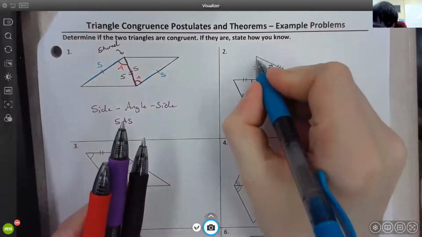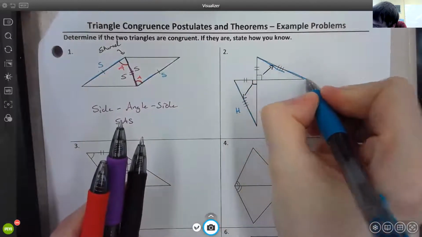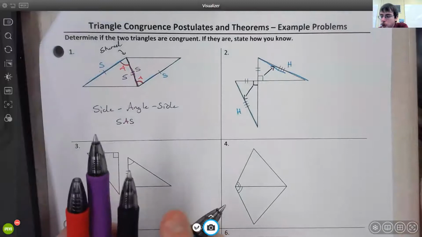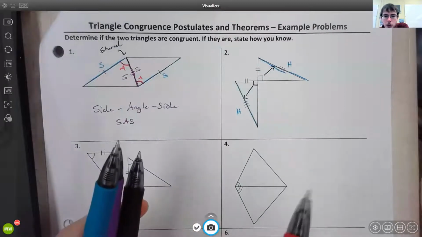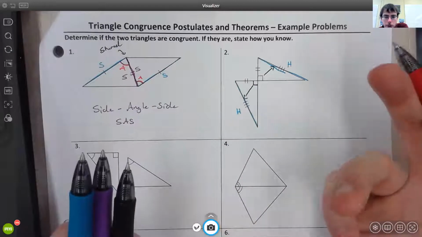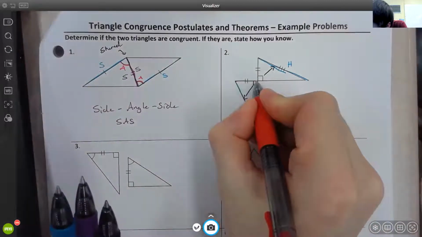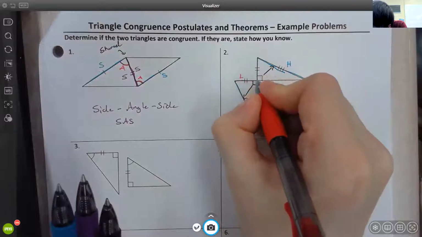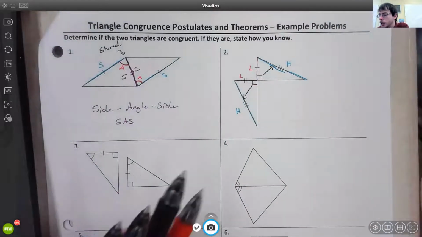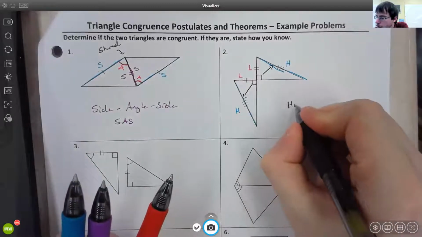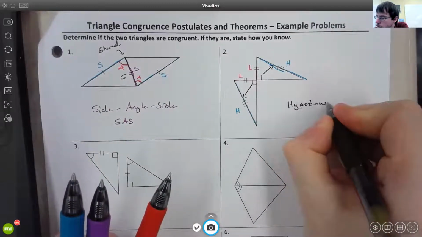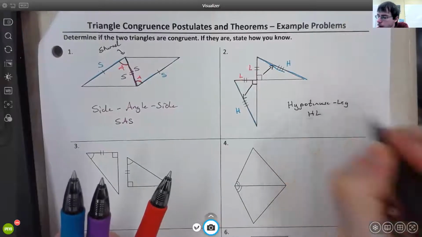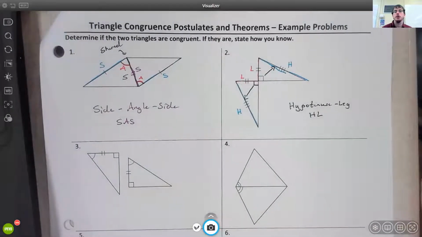That's our hypotenuse. This is our hypotenuse. And then do we have a pair of legs? It doesn't matter which pair is congruent as long as one of the pairs is congruent. And yes, we do. We have a leg here, and we have a leg here. So this one is hypotenuse leg, or HL for short. I don't care which one you write. Normally people just opt to do HL, SAS, whatever. As long as you understand what those mean, that's what matters.